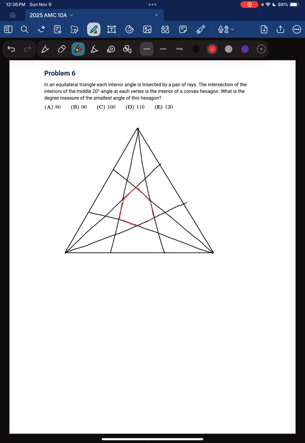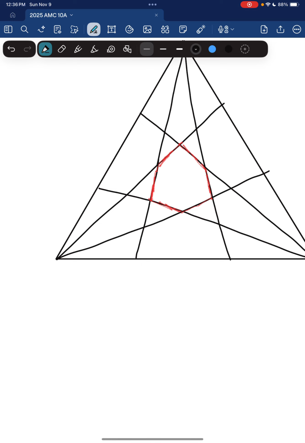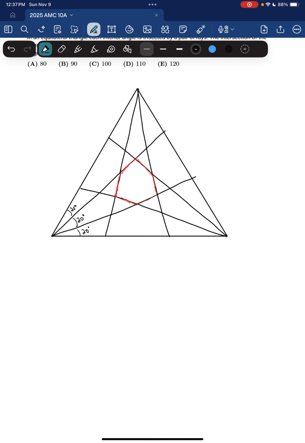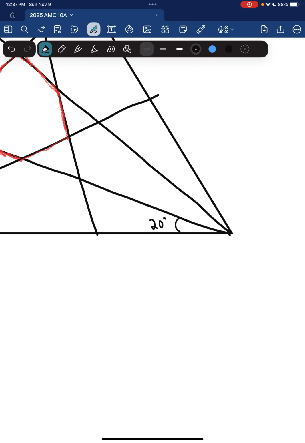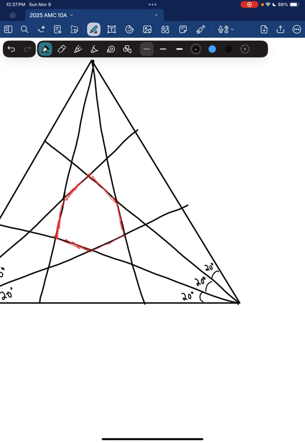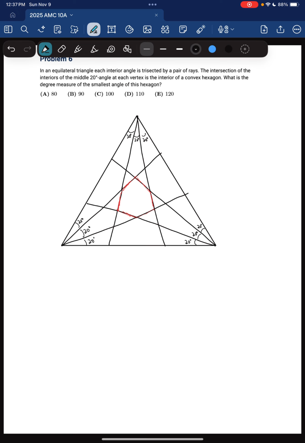So, what angles do we know, right? Equilateral triangle, the angles are going to be 60, 60, and 60. So if they're trisected, all of these angles are going to be 20 degrees. And we can keep filling them out. And these just all are 20 degrees. All right, so we have that.